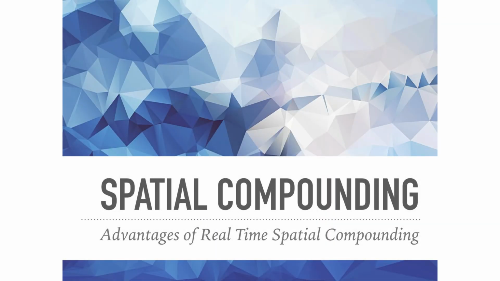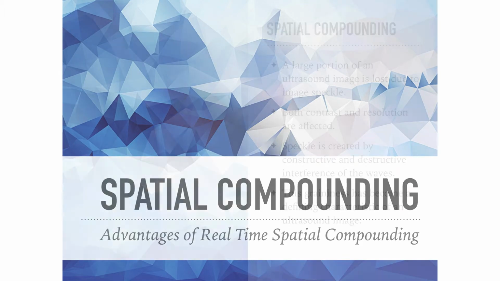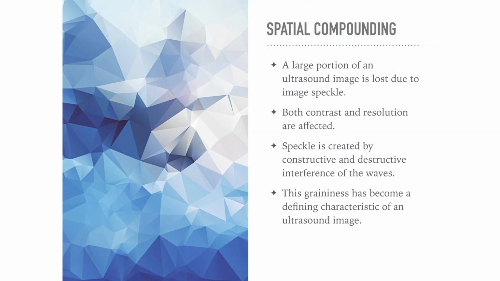All right, so in this video, we're going to be talking about spatial compounding and what the advantages of using spatial compounding over general B-mode imaging would be. With spatial compounding, a large portion of our image is basically lost due to noise, speckle, artifact. Basically, the machine not understanding the signals that it's receiving back, if they are true or if they are an artifact.